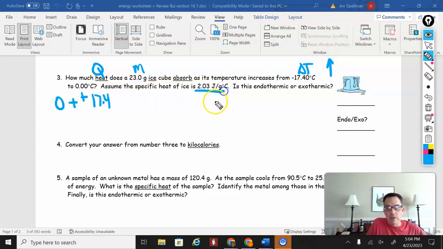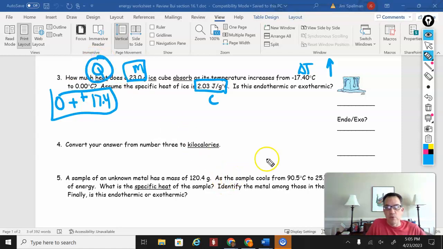The specific heat is 2.03. And in this case now, we've got everything you need. So you've got your M, you've got your C, you've got your delta T, and you're going to multiply those together to solve for Q. And again, if it's endo or exo, use the same rule that you did on number one. Endo is going to be positive, exo is going to be negative.